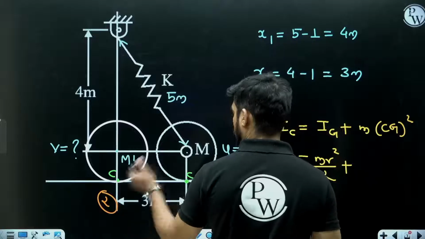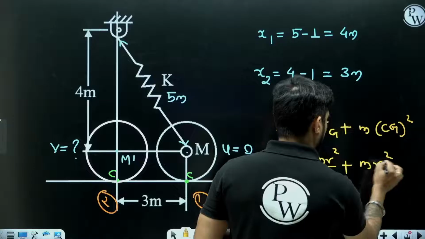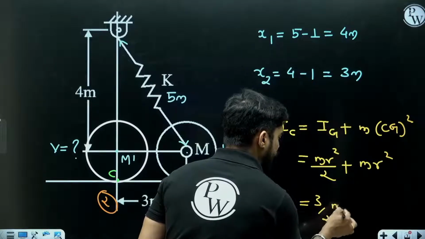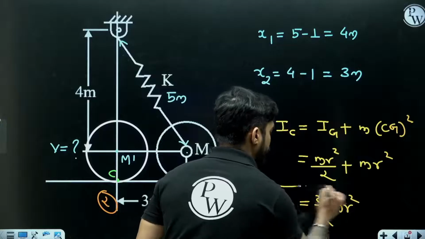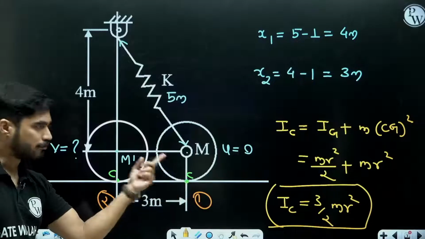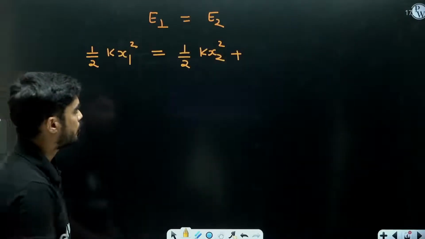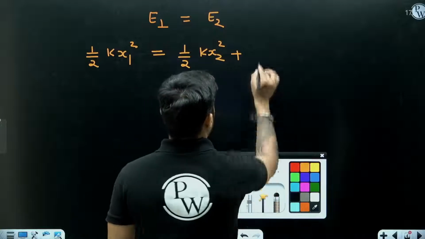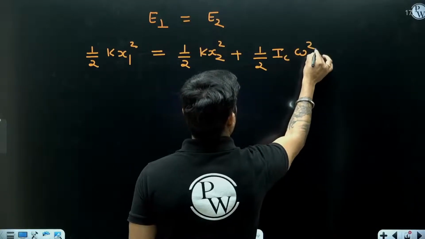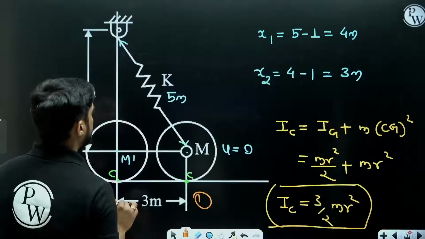So what will be the moment of inertia about C, about this point? It will be 3 by 2 mr square. If you want, you can remember this. Moment of inertia of a disk about this point is 3 by 2 mr square. Okay. So I will write it half Ic omega square. Okay. Now half will be cancelled.